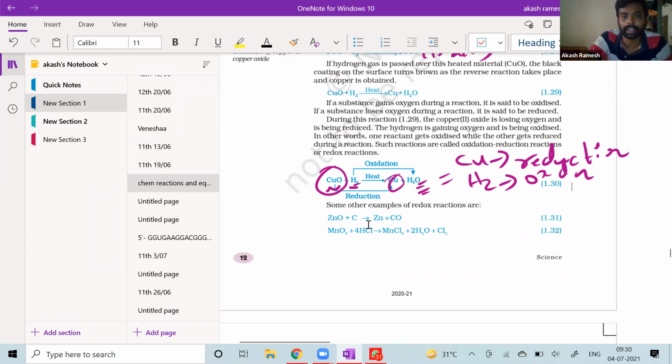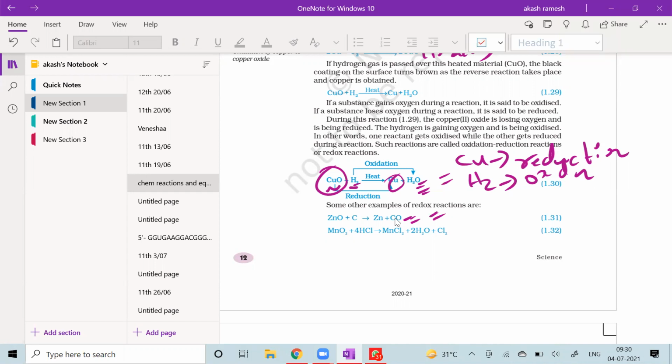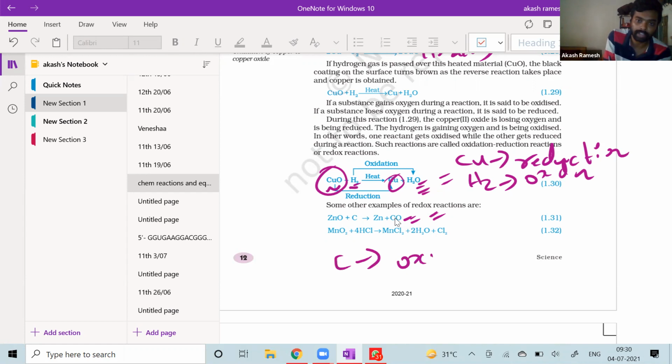Zinc oxide. Okay, now tell me about this reaction. ZnO plus C gives Zn plus CO. I want to know which is undergoing oxidation, which is undergoing reduction. Come on. So C undergoes oxidation and Zn undergoes reduction. Absolutely. You have to tell that carbon undergoes oxidation because carbon is alone here, but in the product side, I have added oxygen to carbon.